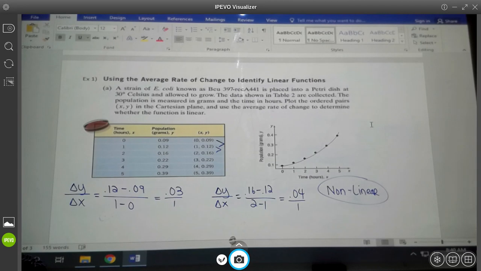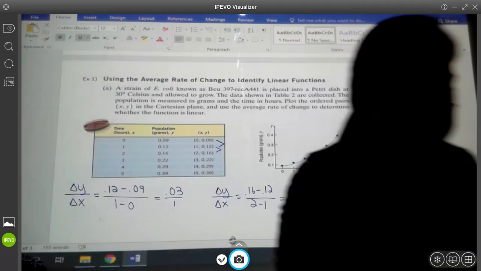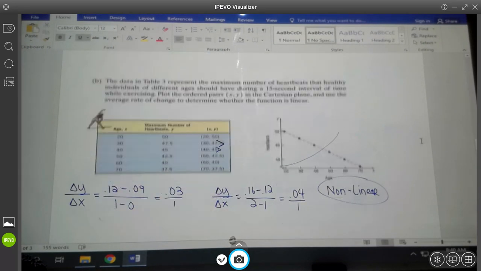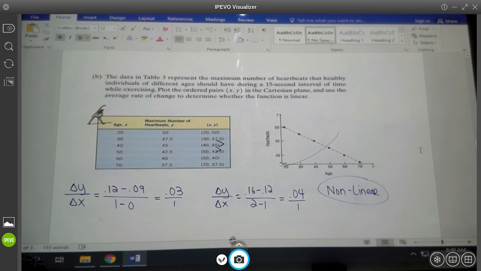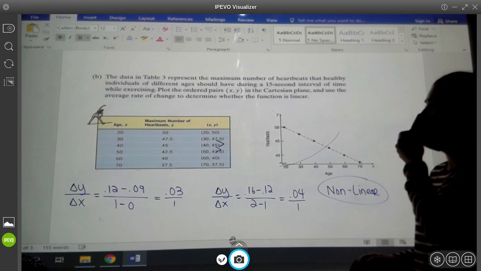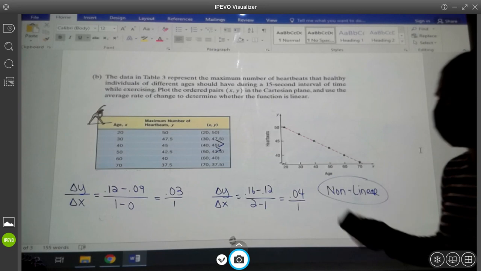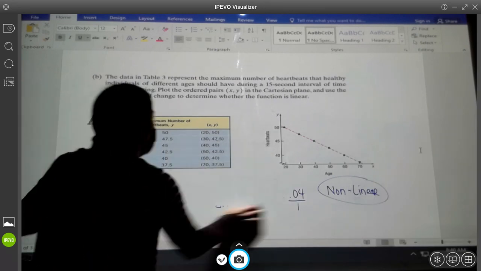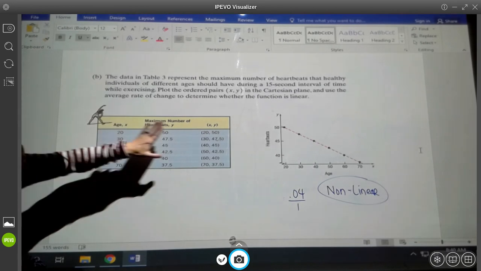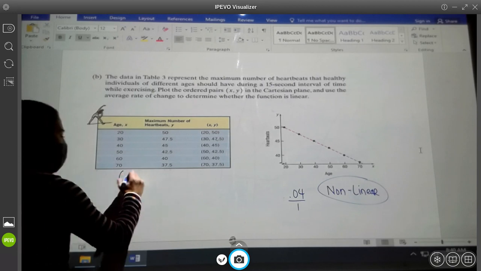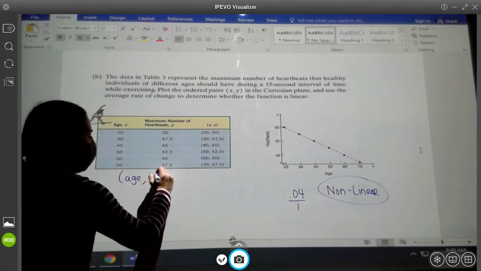All right, so I'll give you guys the next one. The next one says, the data in table 3 represents the maximum number of heartbeats that healthy individuals of different ages should have during a 15-second interval of time while exercising. Plot the ordered pairs in the Cartesian plane, they already did that for you, and use the average rate of change to determine whether the function is linear. So guys, find out if the relationship between age and the number of heartbeats while exercising has a linear relationship. So remember, age is your X and your heartbeats is your Y. Find the average rate of change. You guys can do it there and I'll do it here.